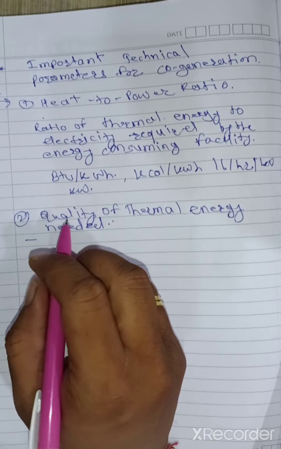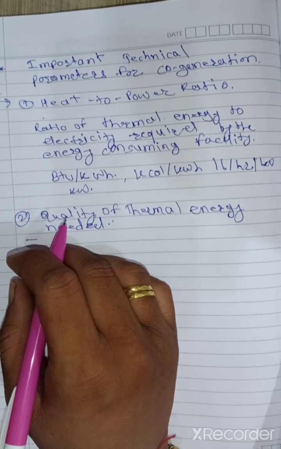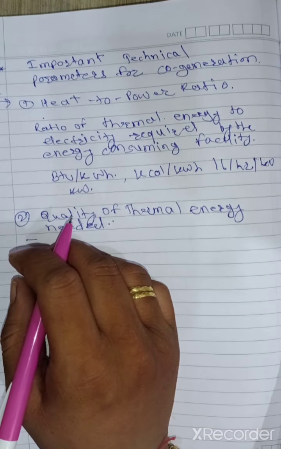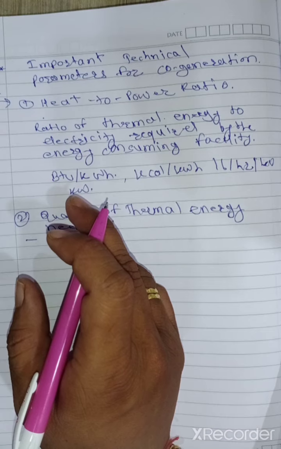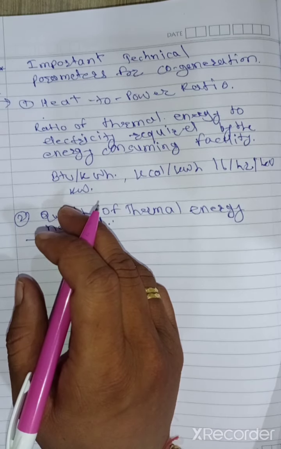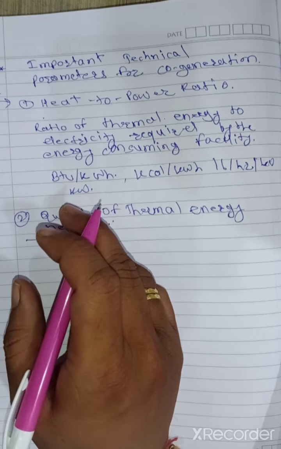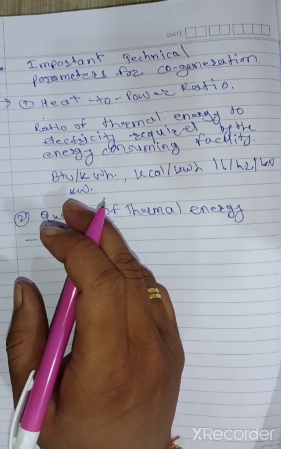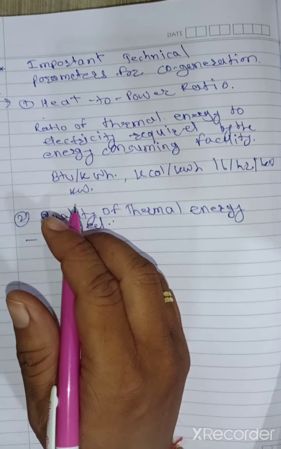For a sugar mill needing thermal energy at about 120 degrees Celsius, a topping cycle cogeneration system can meet the heat demand. On the other hand, for a cement plant requiring thermal energy at about 1450 degrees Celsius, a bottoming cycle cogeneration system can meet both the high quality thermal energy and electricity demand of the plant. So the quality of thermal energy needed depends upon the type of plant.